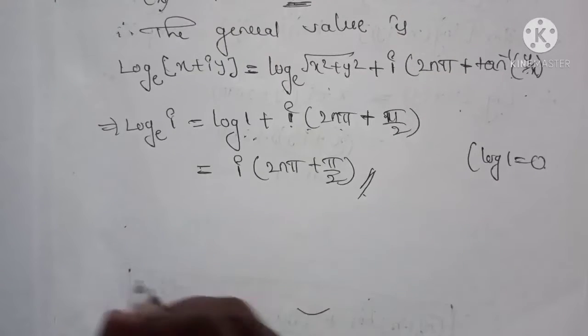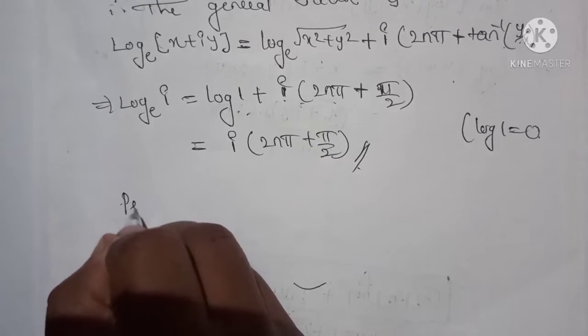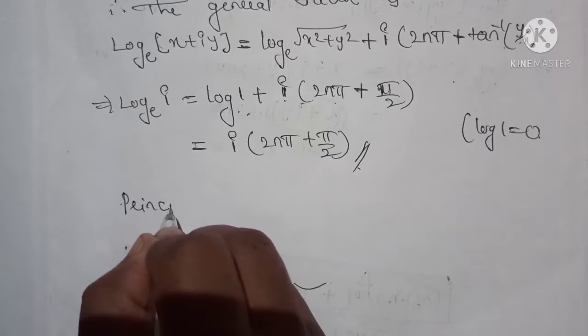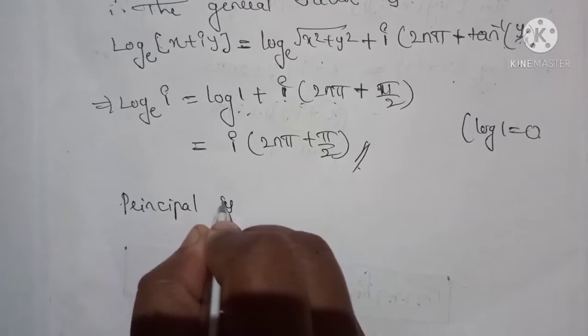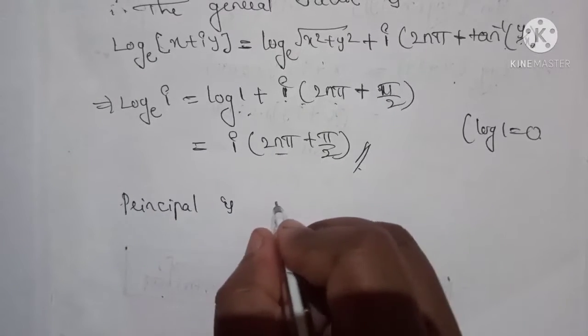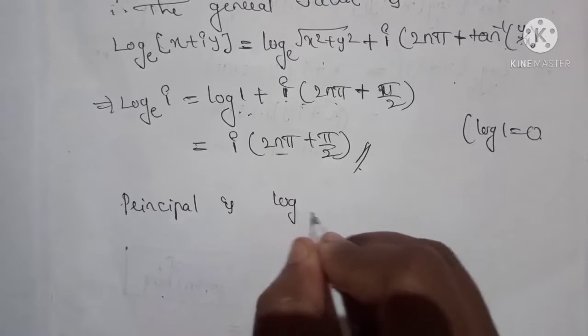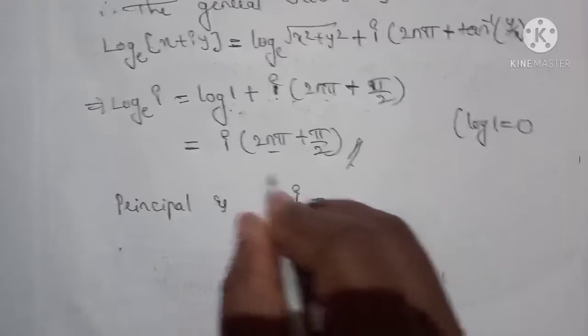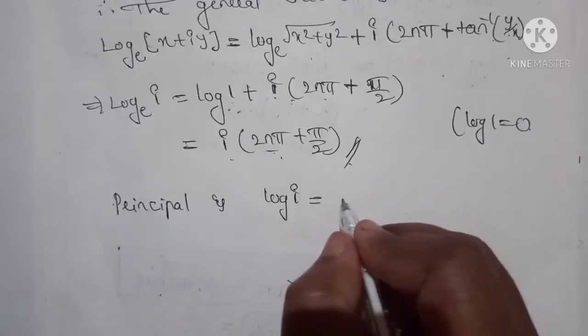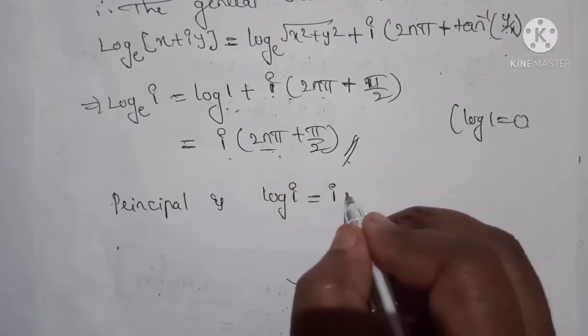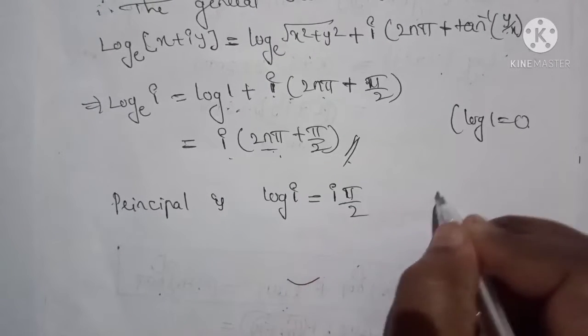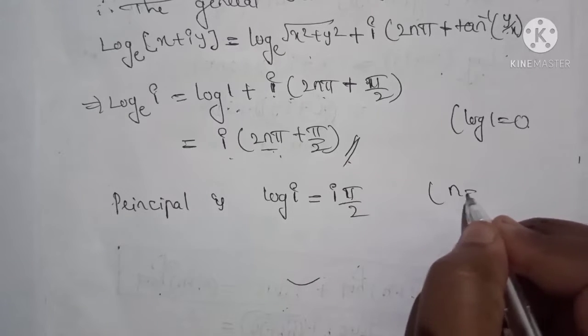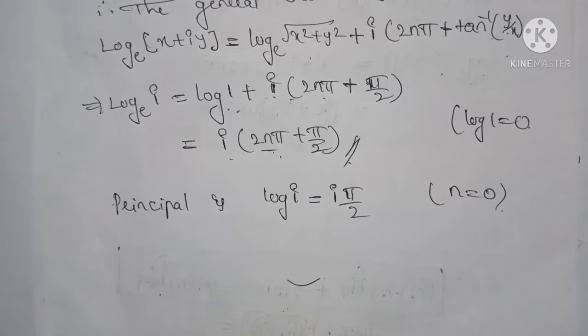So if you want to calculate the principal value also, then the principal value, denoted by log i, is obtained by substituting n equals 0. We get, so substituting n equals 0, this term becomes 0, and we get i pi by 2. So that is when n equals 0.